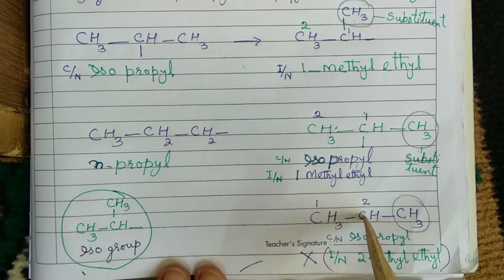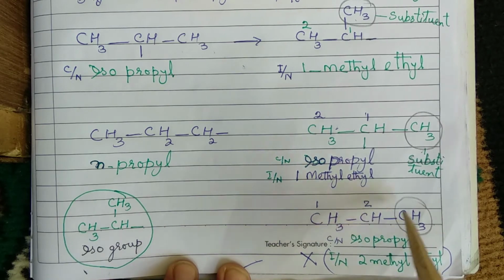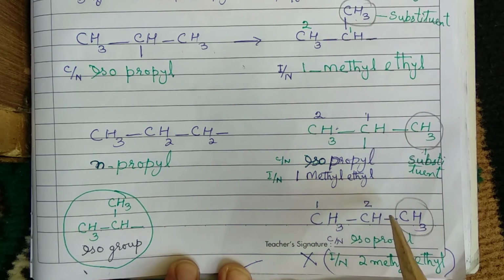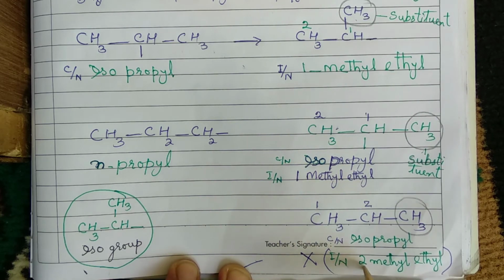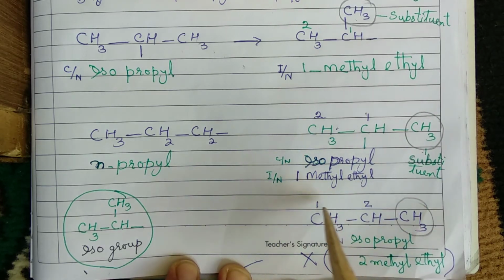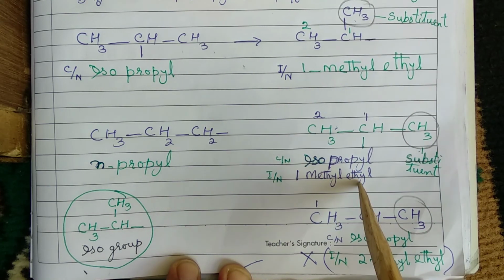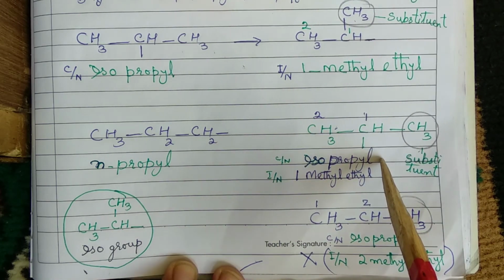You can write it like this: CH3, CH3. Isopropyl, as you know. If we start numbering from this side, 1, 2, then this methyl group becomes at carbon number 2. The name becomes 2-methylethyl, but this is the wrong name because we have to give the substituent minimum numbering. That's why 2 is not correct. So this is correct: 1-methylethyl. 1-methylethyl is the correct name of isopropyl.